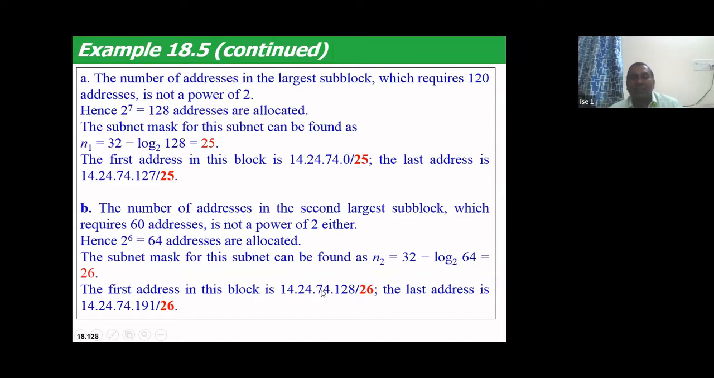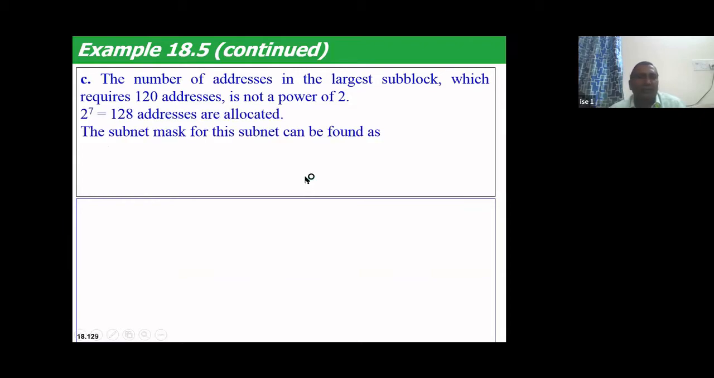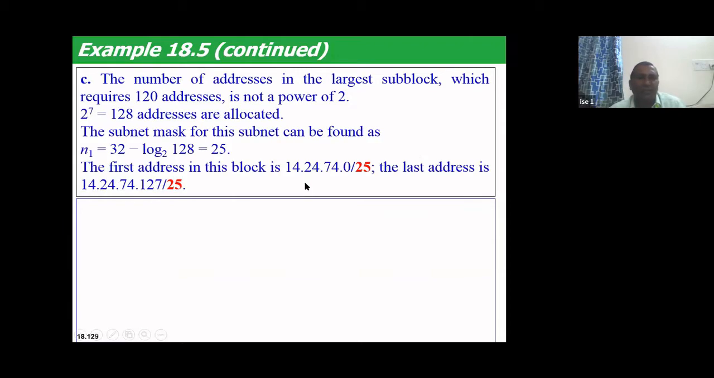The first address in the block is 128. You got the idea? 14.24.74 doesn't change. Only this last part changes. You have seen the first block goes from 0 to 127. Next it starts from 128, and with a /26 it goes till 191.